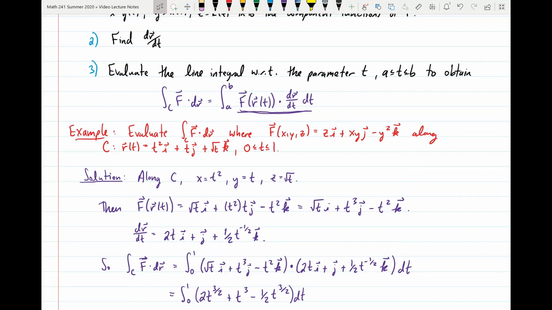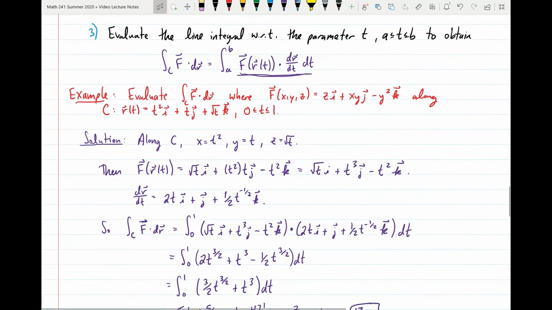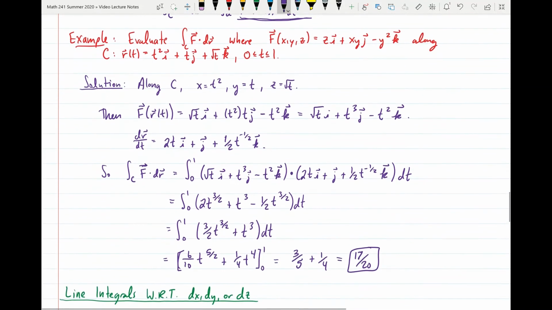So now let's move on to our second example. Let's say we want to evaluate the integral of the vector field F over the curve C, where F is given by zi + xyj - y²k along the curve C that is parameterized by r(t) = t²i + tj + √t k. And again, t is ranging from 0 to 1 in our parameterization here.